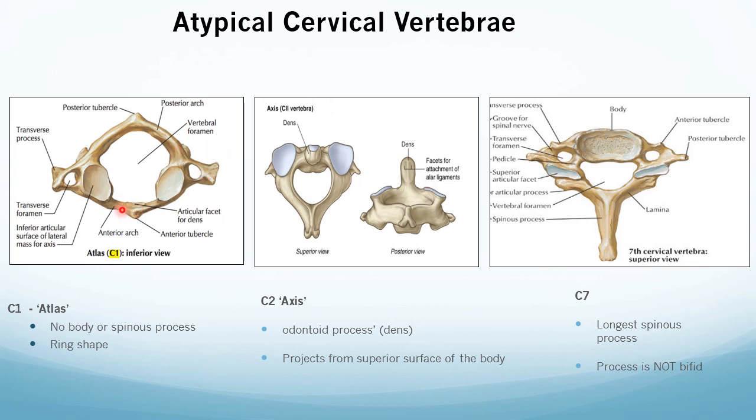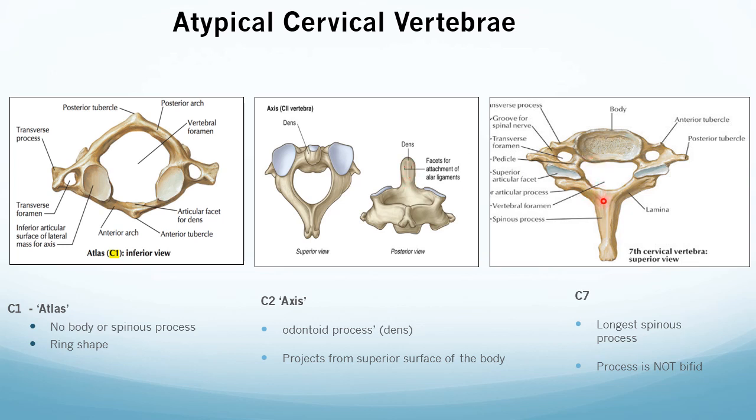Atypical cervical vertebrae: the first cervical vertebra is called the atlas, it is ring-like, has no body and no spine, so it is atypical. The second cervical vertebra has a dens process over the body, so it is atypical, and it is also called the axis because it forms an axis for the atlas, and the atlas rotates around this dens process, producing lateral rotation of the neck.